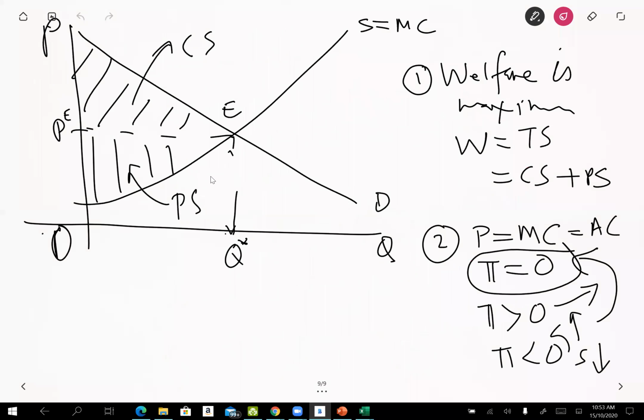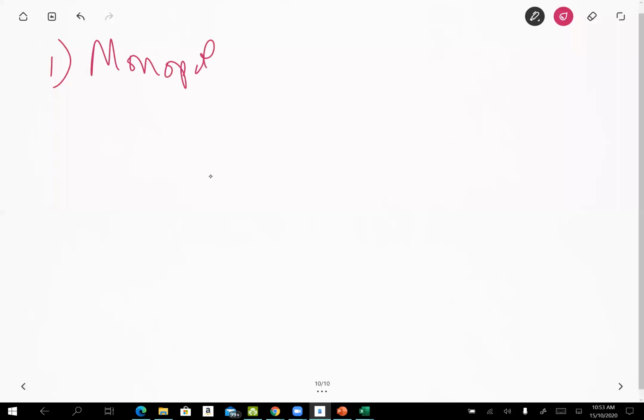Now, one situation where you have a market failure, number one, is what? Look at the market. What happens if there is only one seller? What happens to the market? Monopoly. You have the monopoly, right? So one form of market failure is monopoly. You have a monopoly, that means the market doesn't work.